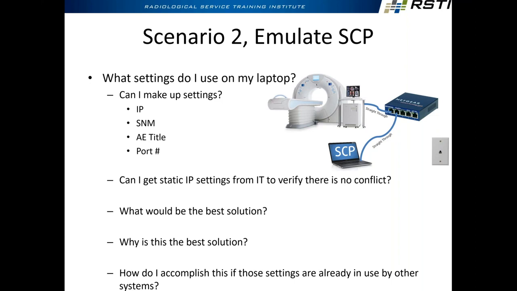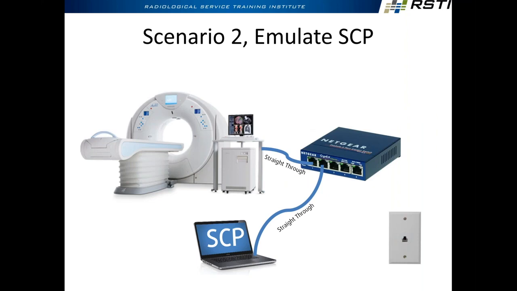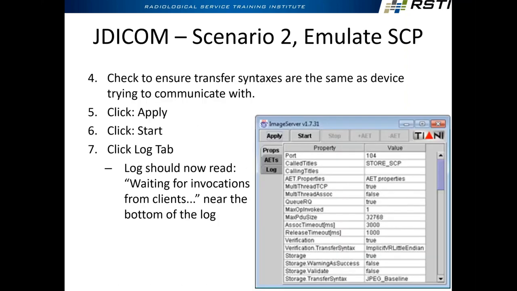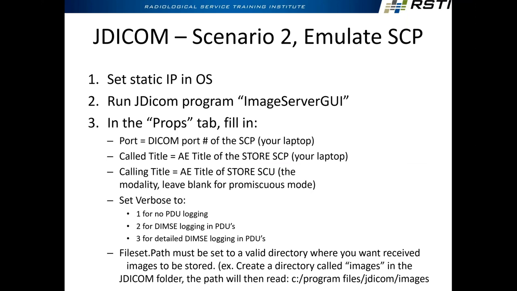So in this case, you're going to use a JDICOM program called Image Server GUI, because that's going to be the SCP provider. And again, I walk you through the same settings. The only thing you have to do in here, which I mentioned in the SCP file set tab, is you can configure the path. So if you send an image from a CT to your laptop and you configure this directory, there'll be a DICOM file in that directory, which you can then look at in the DICOM viewer, view the header, and analyze, which is nice.